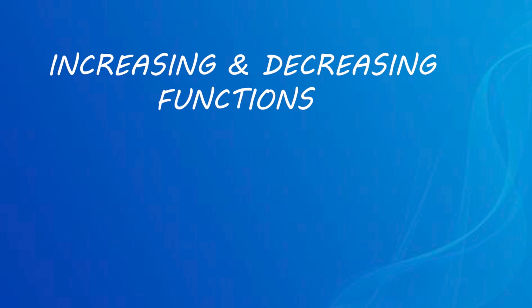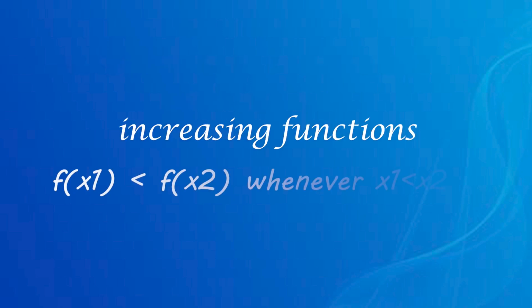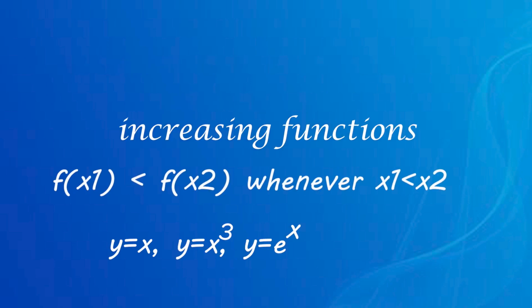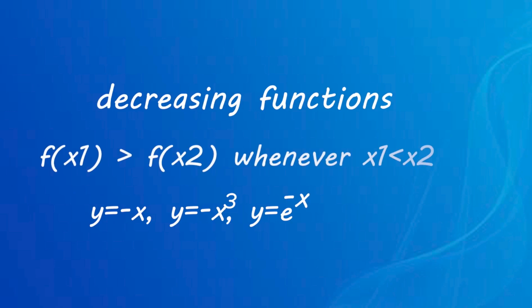The other types of functions which are invertible are increasing and decreasing functions. For increasing functions, f of x1 is less than f of x2 whenever x1 is less than x2. For example, y is equal to x and y is equal to e to the power of x are generally increasing functions. For decreasing functions, f of x1 is greater than f of x2 whenever x1 is less than x2.